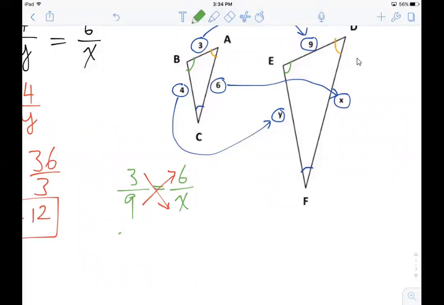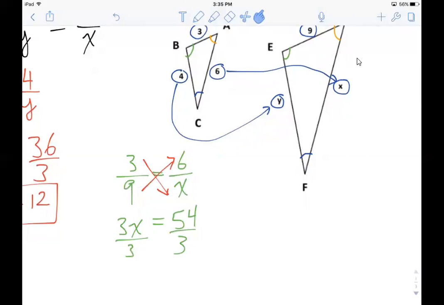So 3 times x is equal to 3x. 9 times 6 is equal to 54. So if I divide both sides by 3, these are going to reduce to 1s, and x is going to be equal to 18 because 54 divided by 3 is 18.